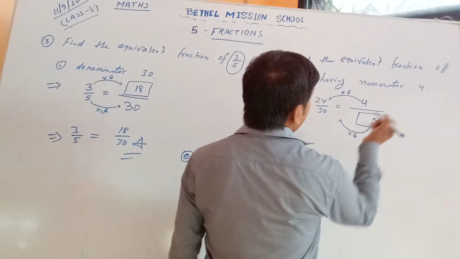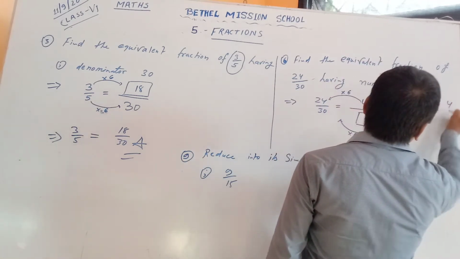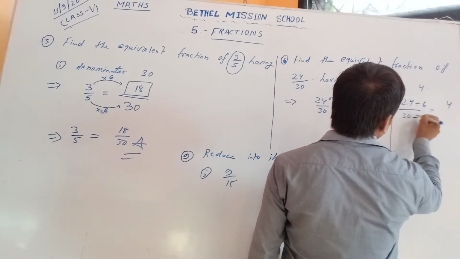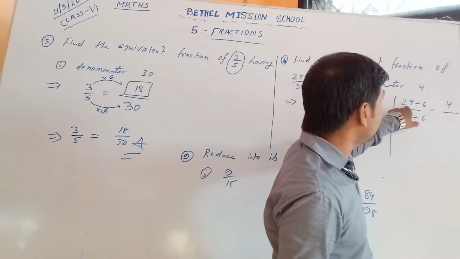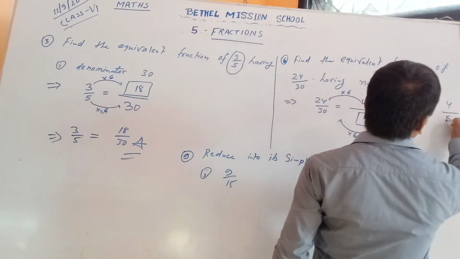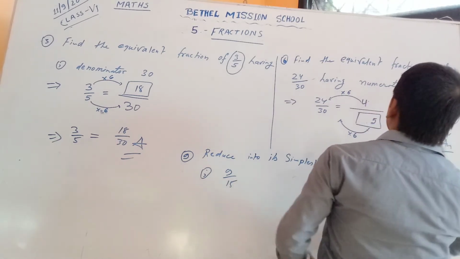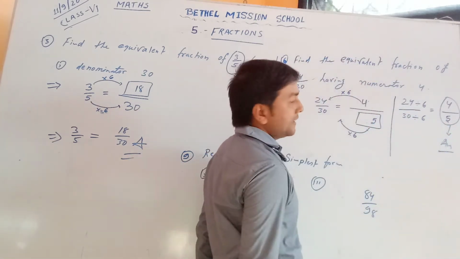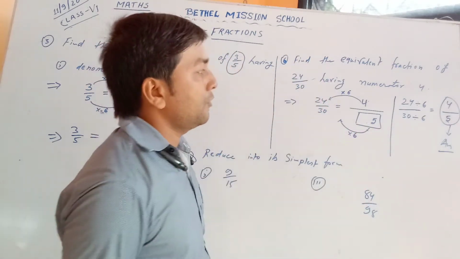Okay. Some other method: 24 upon 30 is given and here 4 is given. So here divide by 6. If we divide by 6, you will get 4, and 30 divided by 6 you will get 5. So this is the answer. In this method you can either multiply by 6, or you can divide, and you will get the answer. Okay, 4 upon 5 is the answer.